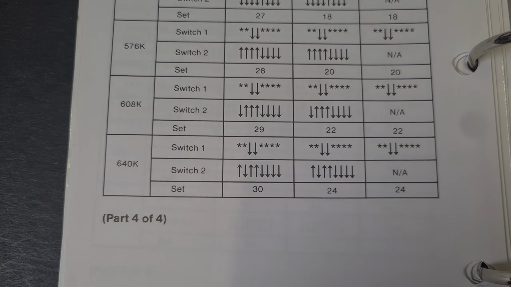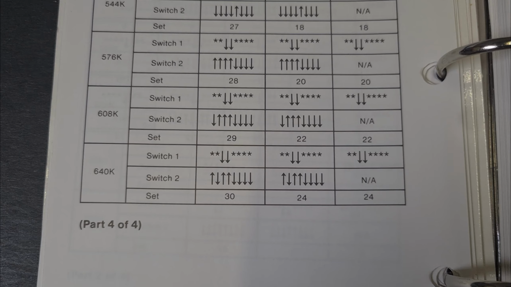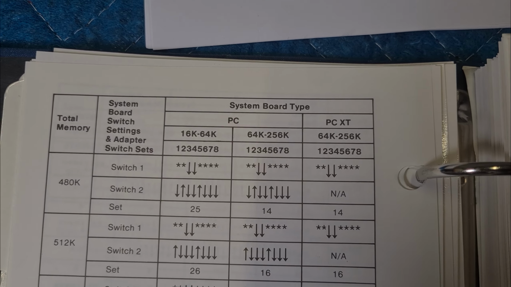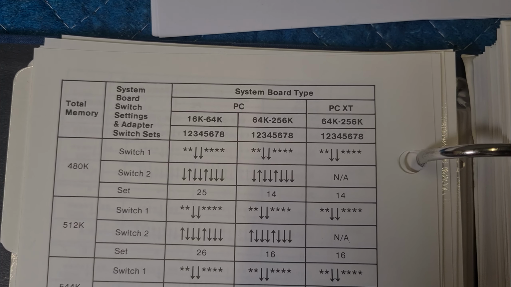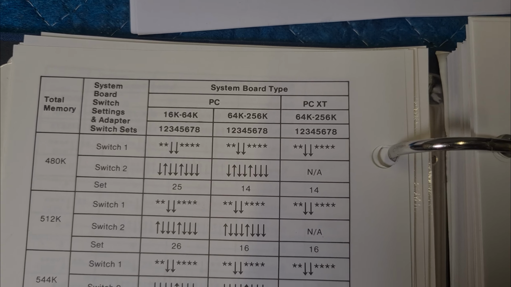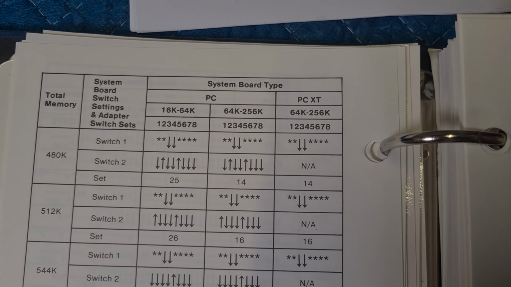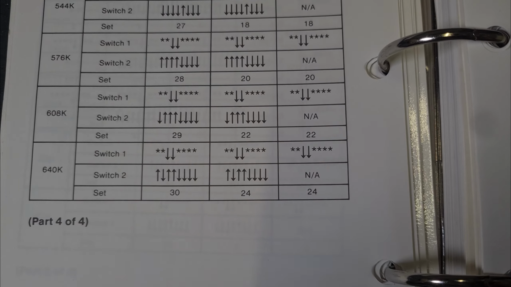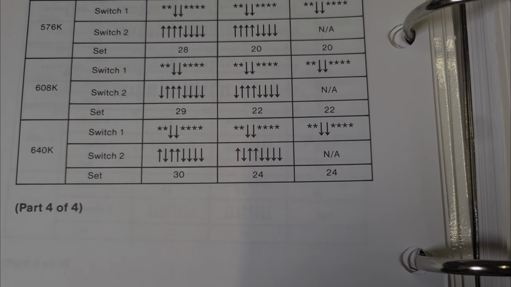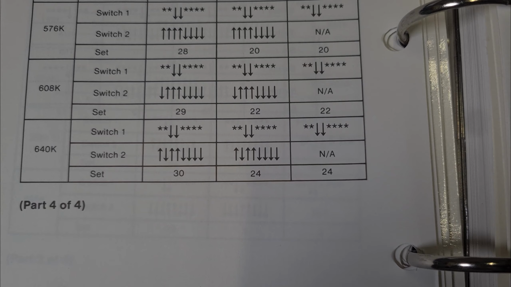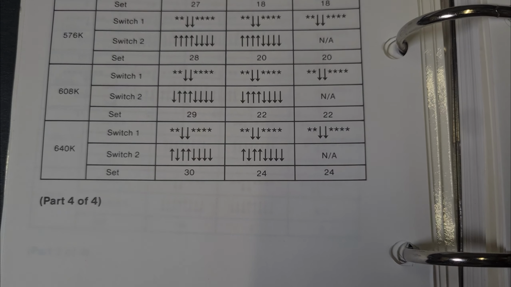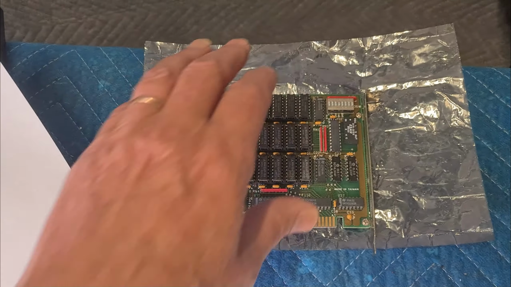640K. It tells us switch 1 and switch 2 on the motherboard should have those settings, but it depends on the PC. So you have a 16 to 64K motherboard or a 64K to 256K. And that's the column we use. And those are the switch settings, and I'll set them on the motherboard. I won't show you that, as it's simple setting of the DIP switches. And then we'll put the card in.